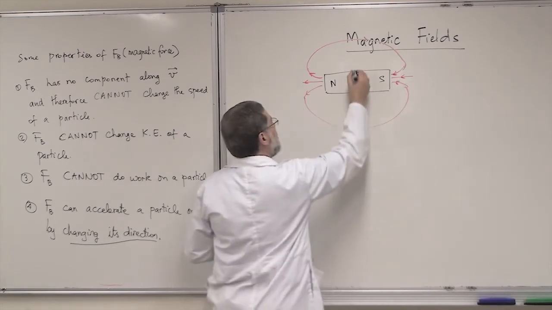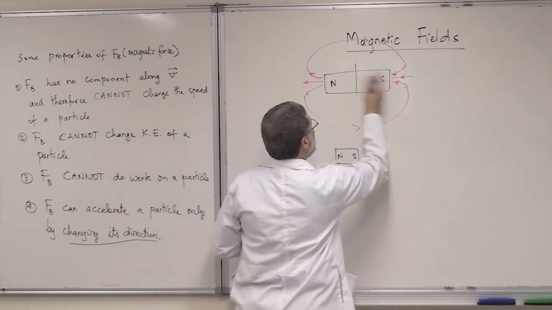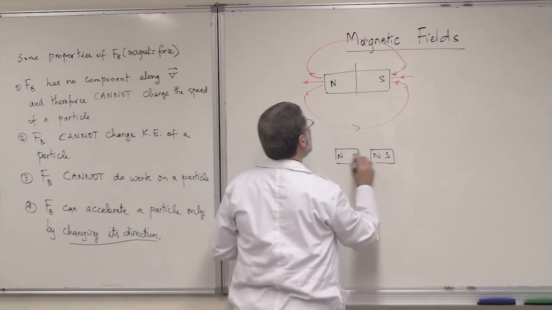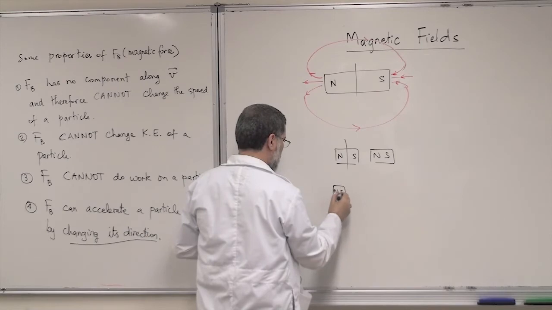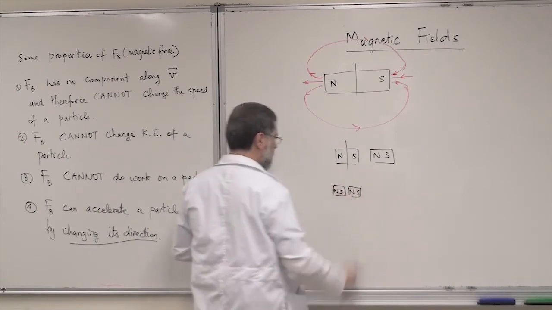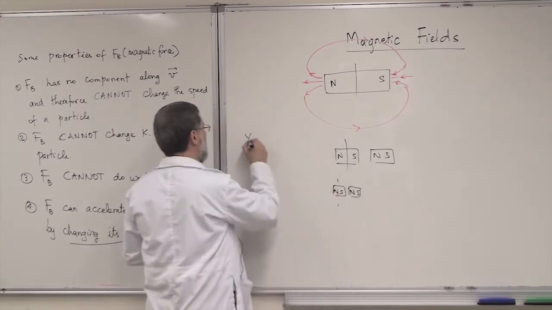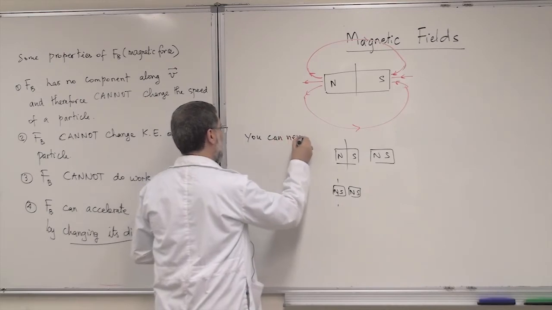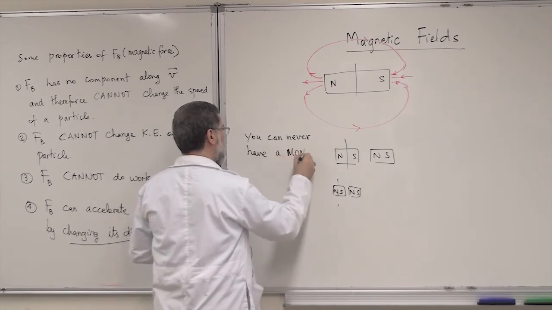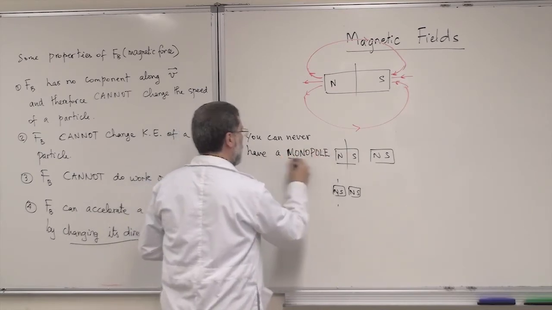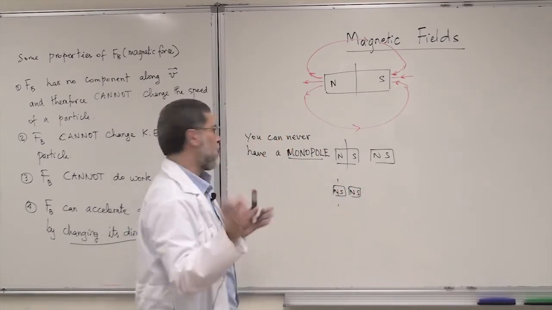If I take this magnet and cut it into two parts, I get another north-south, and this part will be north-south. If you take this magnet again and cut it into two parts, you get north-south and north-south, and so on. You keep doing this, you can never have what we call a monopole, which means a pole with only either north or south. You cannot have that.